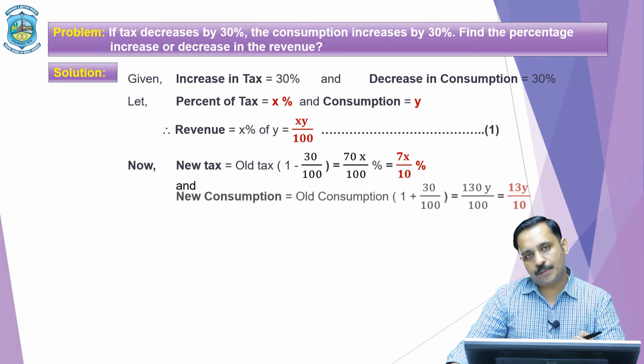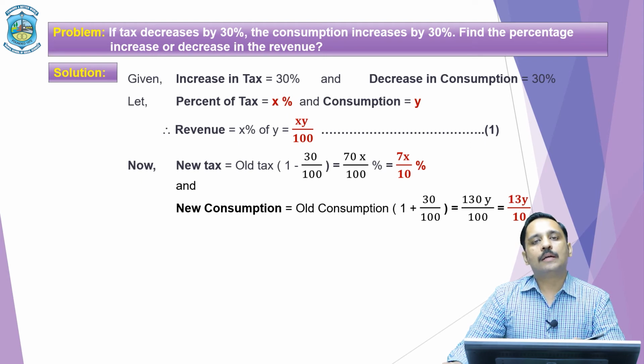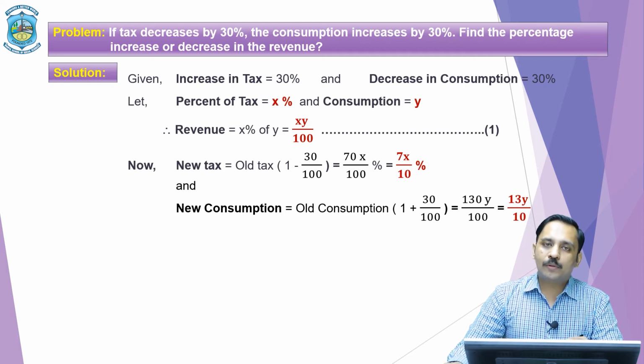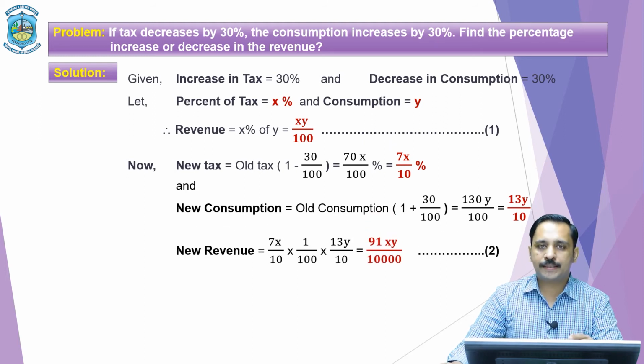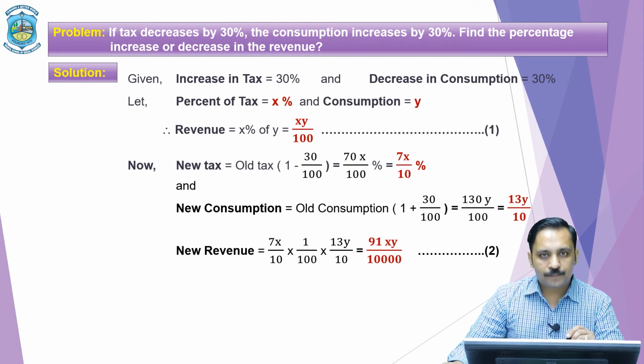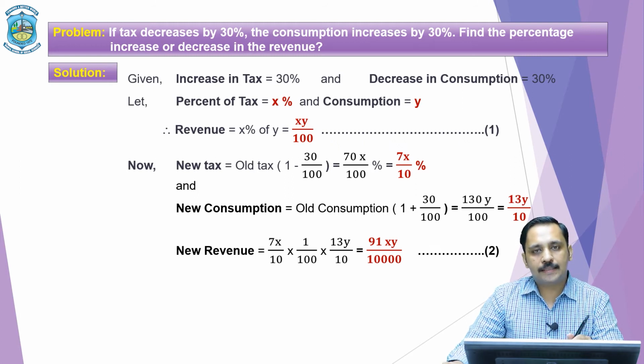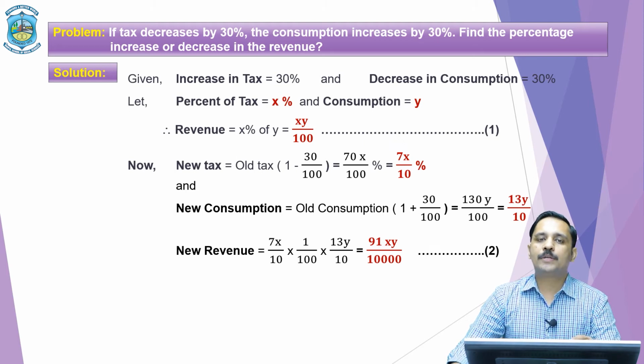And the new consumption is equal to the old consumption multiplied by 1 plus 30 by 100, because we have an increment in the consumption, so we are using the plus sign, which is equal to 130y divided by 100, which is equal to 13 upon 10 y. The new revenue is 7x by 10 multiplied by 1 upon 100 multiplied by 13y by 10. We have substituted the value of percentage as 1 upon 100 here for calculation. So the final answer is 91xy divided by 10,000. Let us mark it as equation number 2.